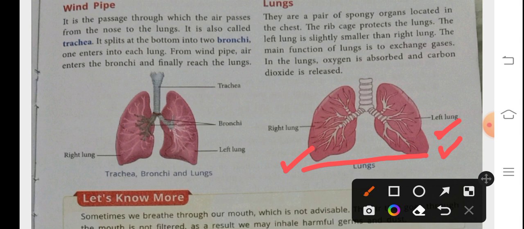The main function of the lungs is the exchange of gases. As I said, oxygen is absorbed and carbon dioxide is released. So the gas exchange happens here in the lungs.